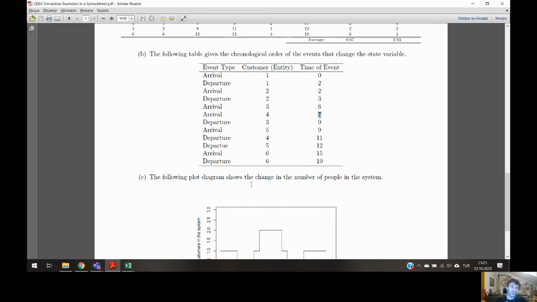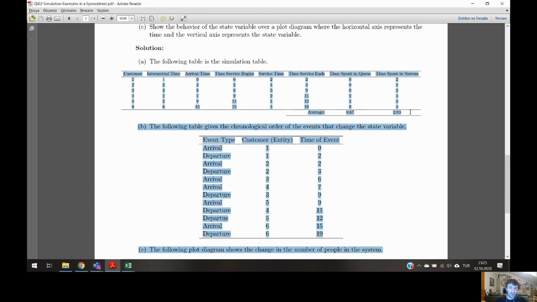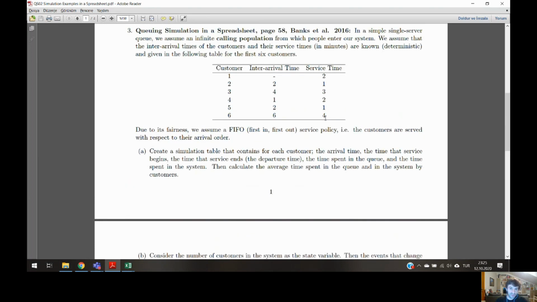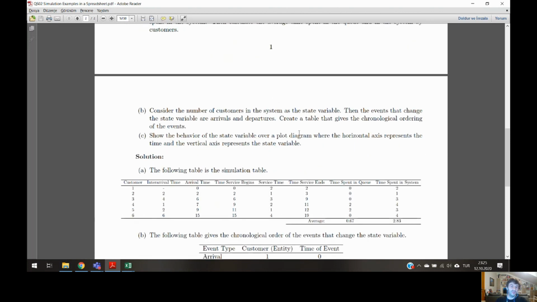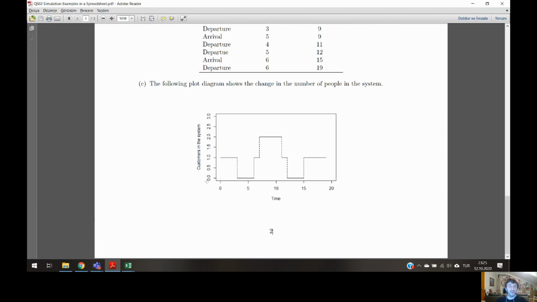All we want to do here is to see how we can create a spreadsheet simulation for a queuing system if we are given the inter-arrival times and the service times in a deterministic fashion, and then how we can give a list of the events that are happening, and based on the list of the events given in chronological order, how we can draw the plot diagram of the number of people in the system. How can we draw the plot diagram of a state variable of this system? This was the main story of this last application.